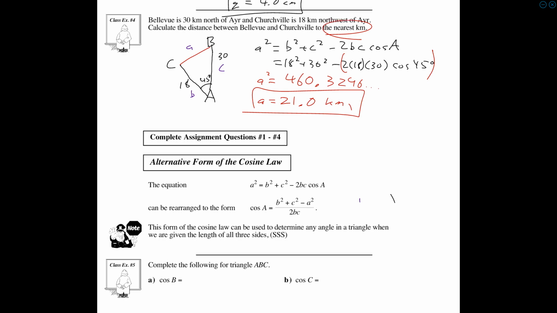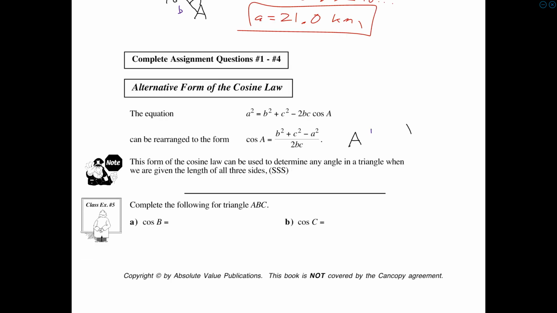So we've got to find the value of A. Just rearrange this to isolate for cos A. You could even say from this point that A would be equal to inverse cos of this whole thing, b squared plus c squared minus a squared over 2bc. To find angle A, we can rearrange and isolate for that. Now this form of cosine law can be used to determine any angle in a triangle, and you just rearrange accordingly when you have a side.